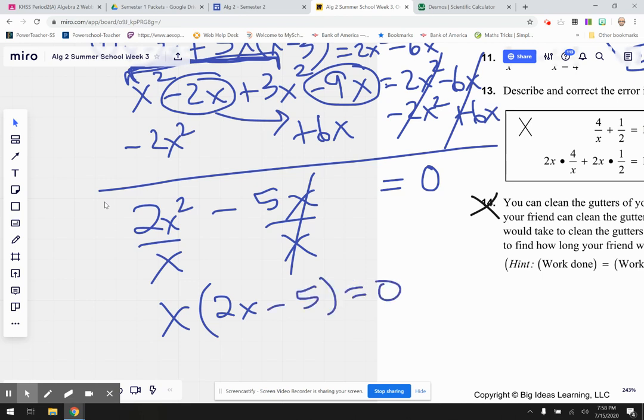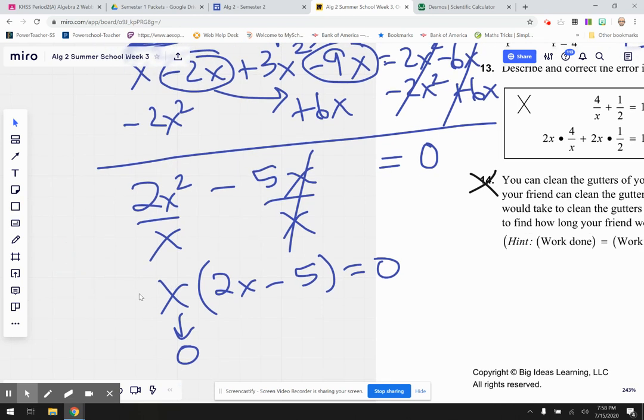So one possible solution is 0, okay? Because if x is 0, then the whole thing works. The other solution is adding 5 to both sides. 2x equals 5, dividing by 2, you're going to get 5 halves.